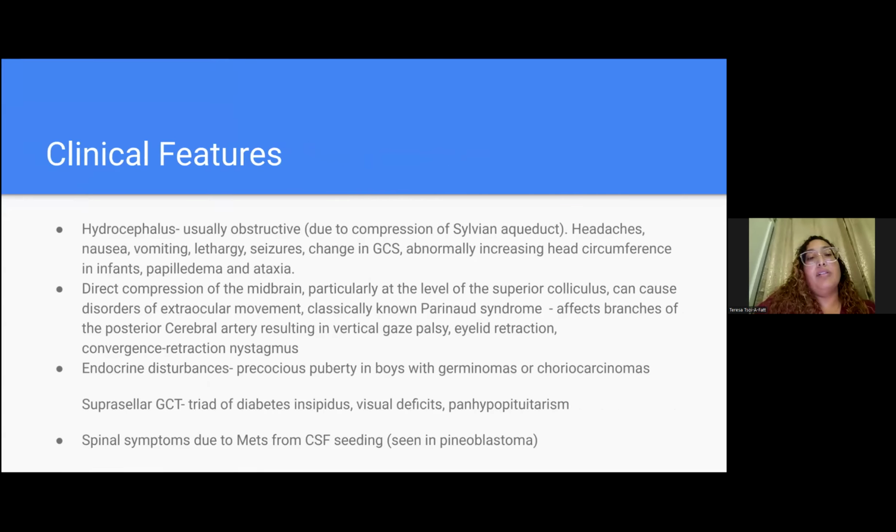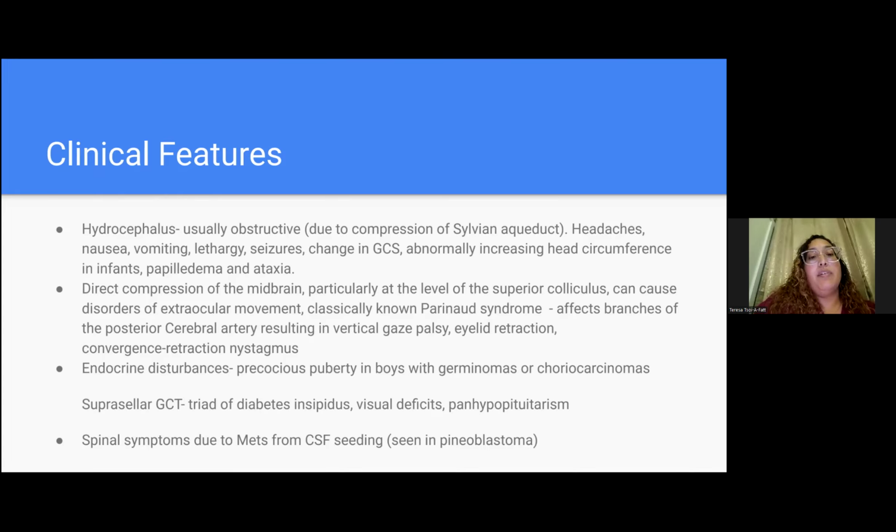Clinical features of pineal gland tumors. So patients could present with hydrocephalus, which is usually obstructive, and this would be due to compression of the sylvian aqueduct. If there's hydrocephalus, they could present with symptoms such as headaches, nausea, vomiting, lethargy, a change in GCS, papilledema, ataxia, and for infants, there could be presence of abnormally increasing head circumference.